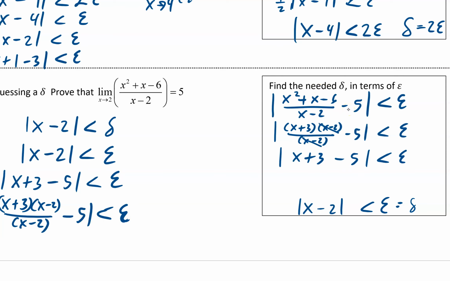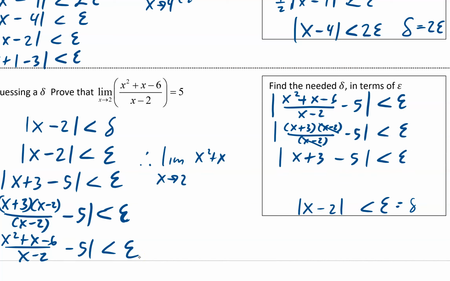So we just have to expand it out. So |(x^2 + x - 6)/(x - 2) - 5| < epsilon. So we showed it. So this is true. And by building that up, we have said this is true, which means this has to be true. Therefore, the limit as x approaches 2 of (x^2 + x - 6)/(x - 2) is 5. And there you have it.